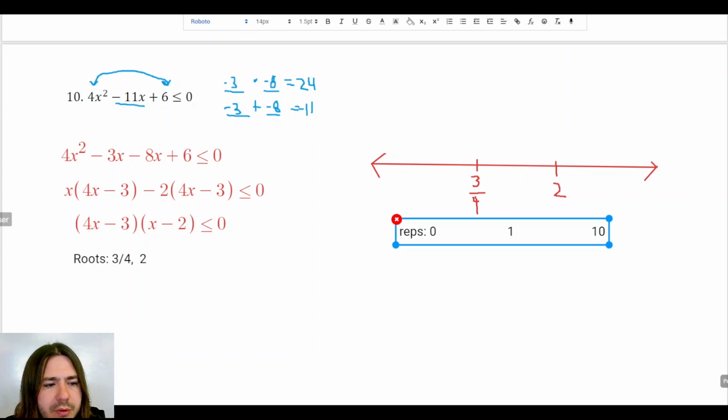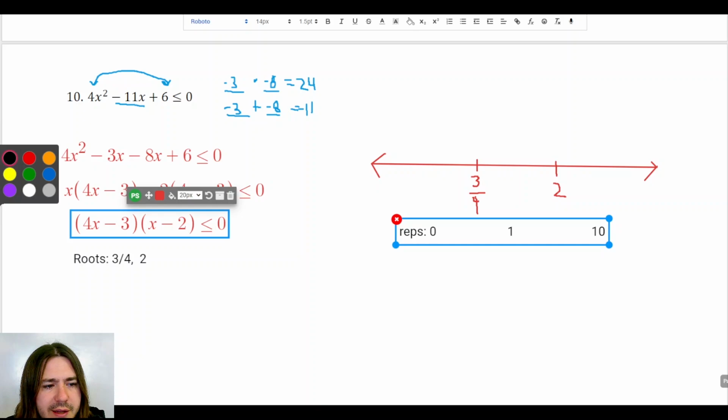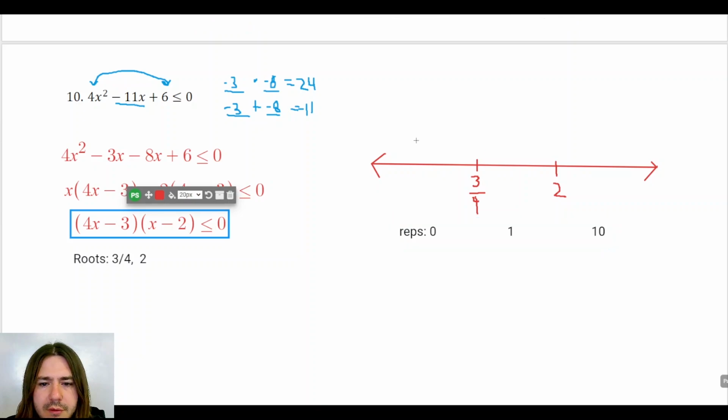So if I plug in 0, I'm going to get a negative times a negative, which is positive. If I plug in 1, I get a positive times a negative, which is negative. If I plug in 10, I get a positive times a positive. So if I'm looking for when it's less than or equal to 0, that's going to be in between 3/4 and 2.